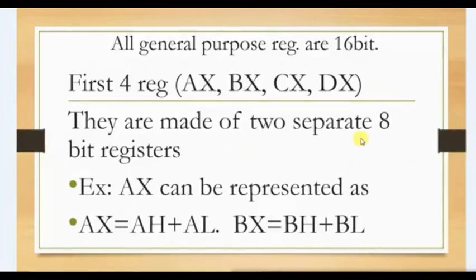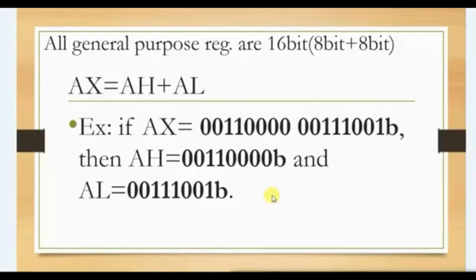They are made of 2 separate 8-bit registers. As we discussed, AX is made up of AH and AL. So we can see here AX can be represented as AX equals AH plus AL. AH is 8-bit and AL is 8-bit, and in total AX consists of 16 bits. So there are 16 bits in AX, BX, CX and DX, and again each is divided into 8 bits of different registers. Here I have given one example so that you can understand in a better way.